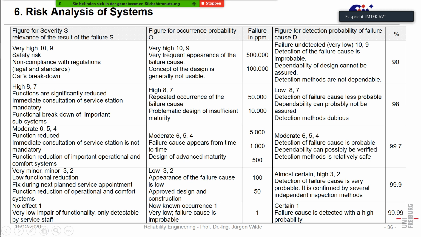And in the end, to judge something below 1 ppm is hardly possible, because here there are many effects of chance, so it's quite arbitrary if something happens here or not. So that's the range in between. Let's say here moderate is something like 1 promille to 5 promille, 8 and 7 is 1% to 5% probability.